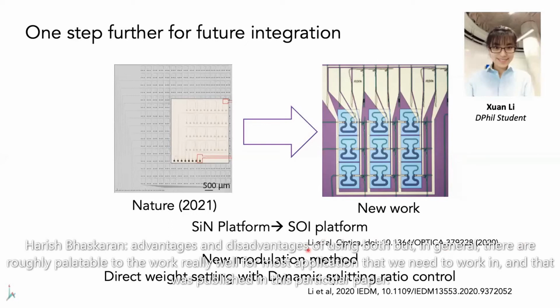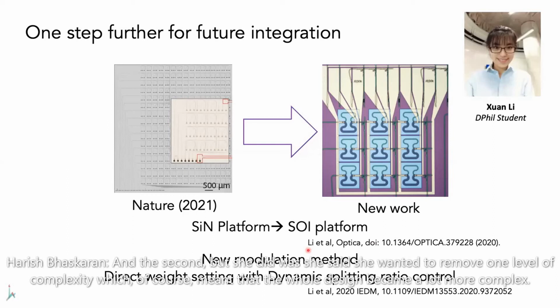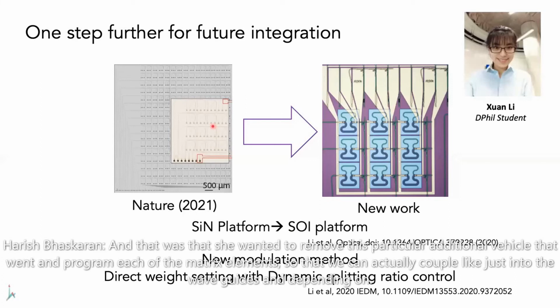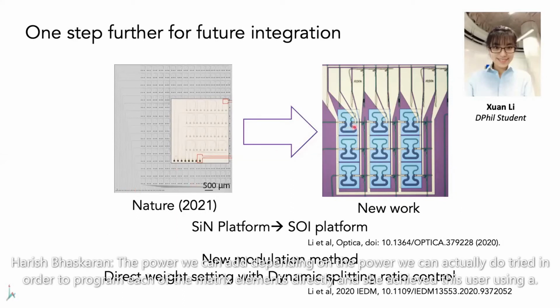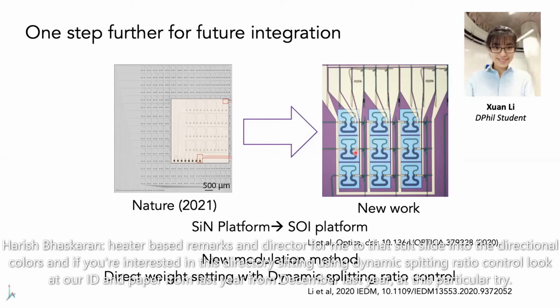And the second part she did was she wanted to remove one level of complexity, which of course meant that the whole design became a lot more complex. And that was that she wanted to remove this particular additional waveguide that programmed each of the matrix elements, so that we can actually couple light just into the waveguides, and depending on the power, we can route light in order to program each of the matrix elements directly. And she achieved this using a heater-based Mach-Zehnder interferometer that routes light into the directional couplers. And if you're interested in this direct weight setting using dynamic splitting ratio control, look at our IEDM paper from December last year at this particular DOI.